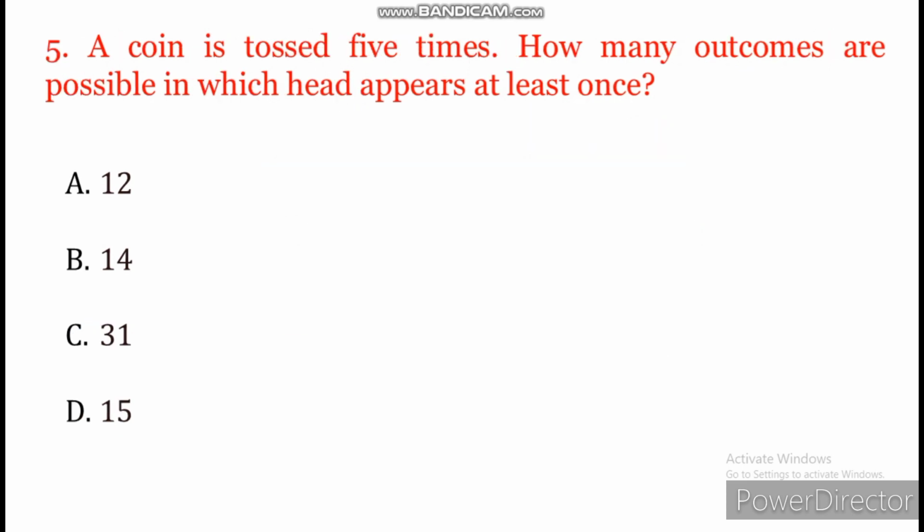Now let's see the fifth question. A coin is tossed 5 times. How many outcomes are possible in which head appears at least once? See, a coin is tossed 5 times. Let's do one thing. Let's take 5 places. First time I have 2 options, either head or tail. Second time also 2 options, head or tail. Third time 2 options, head or tail. Fourth time 2 options, head or tail. Fifth time 2 options, head or tail. So total what? 32 options.